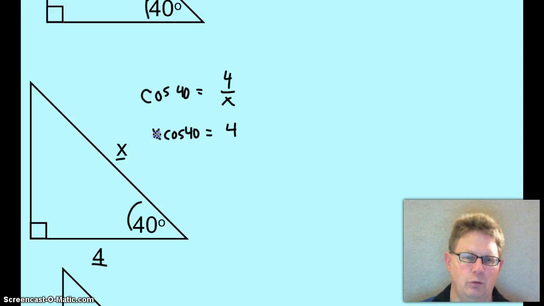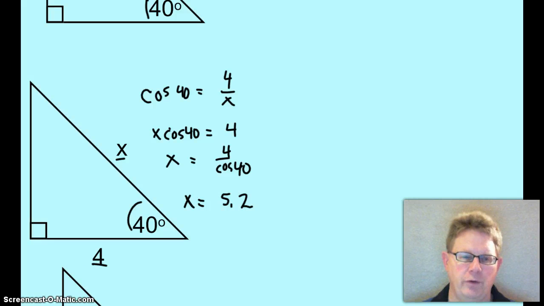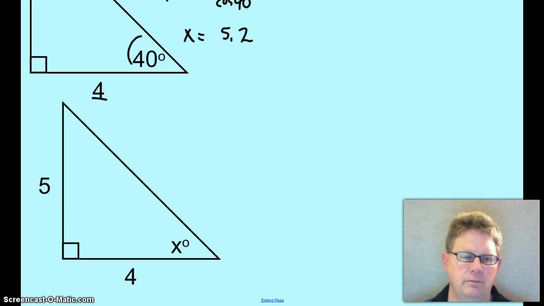We want to solve for x. We're multiplying x by something, so our algebra skills tell us to divide by that to find out what x is. So divide both sides by cosine of 40. X equals 4 over cosine of 40. All right, let me figure that out. So x equals 5.2.